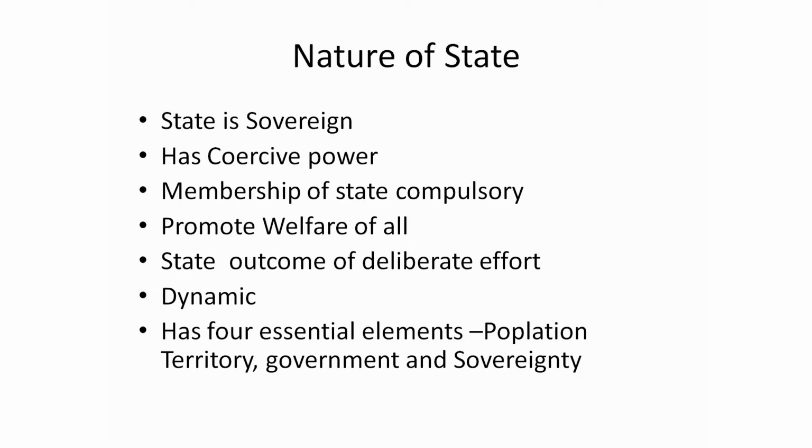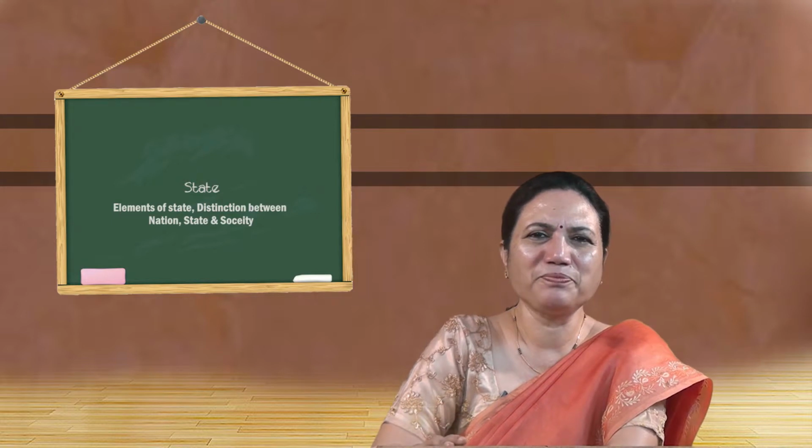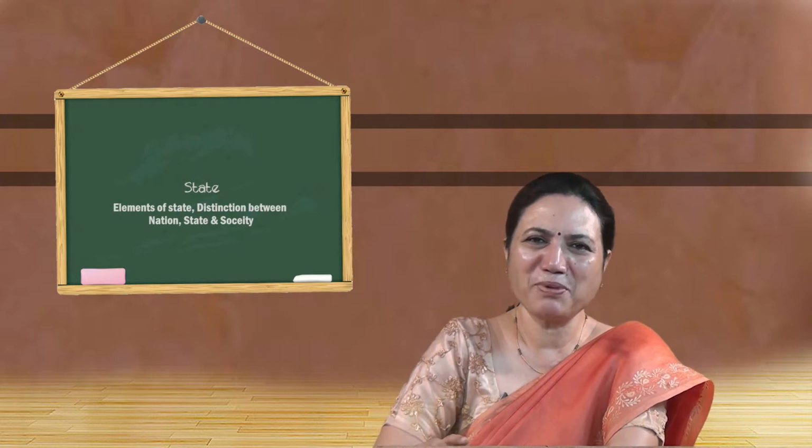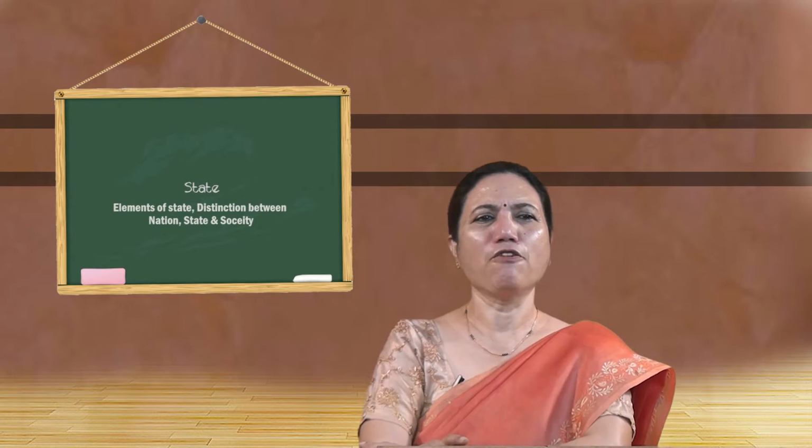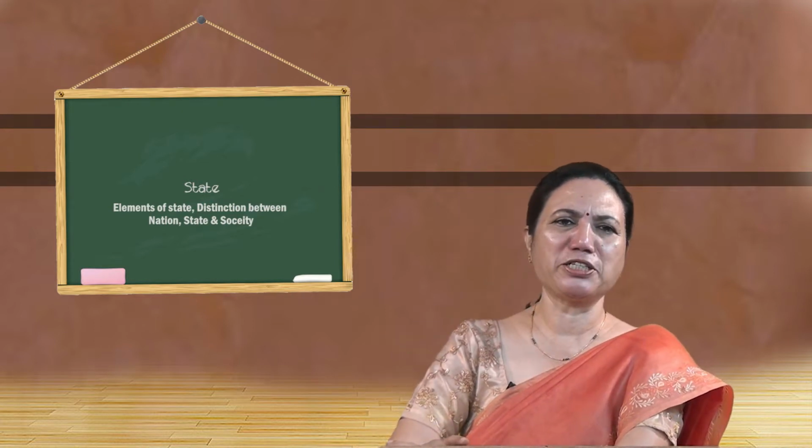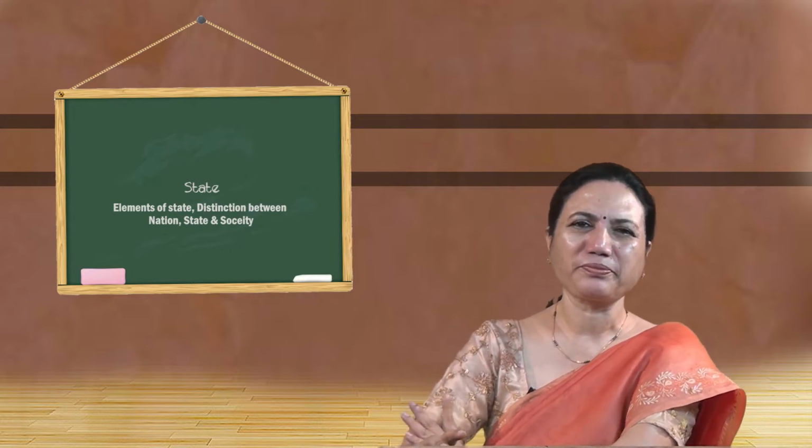Coming to the nature of state. State is sovereign. It has coercive power. The membership of state is compulsory. The main motive of state is to promote the welfare of all. State is the outcome of deliberate effort. It is not constant but dynamic, and it has four essential elements: population, territory, government, and sovereignty.